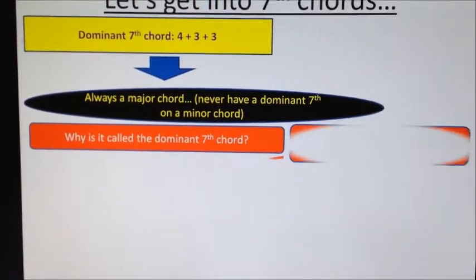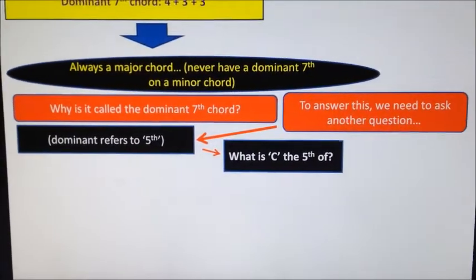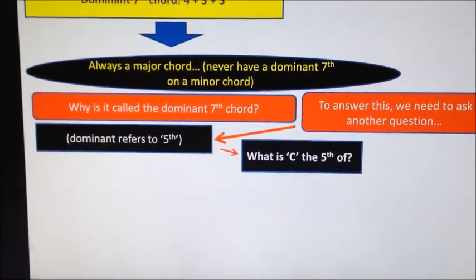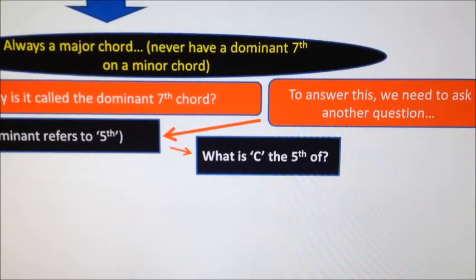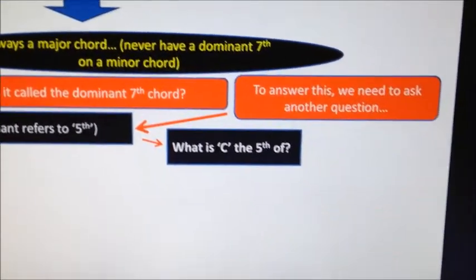Why is it called dominant seventh? That's an important question to ask. But in order to find the answer, we need to ask another question. Dominant refers to the fifth, which hopefully you know. So we need to find out what is C the fifth of. Not what is the fifth of C. What is C the fifth of?